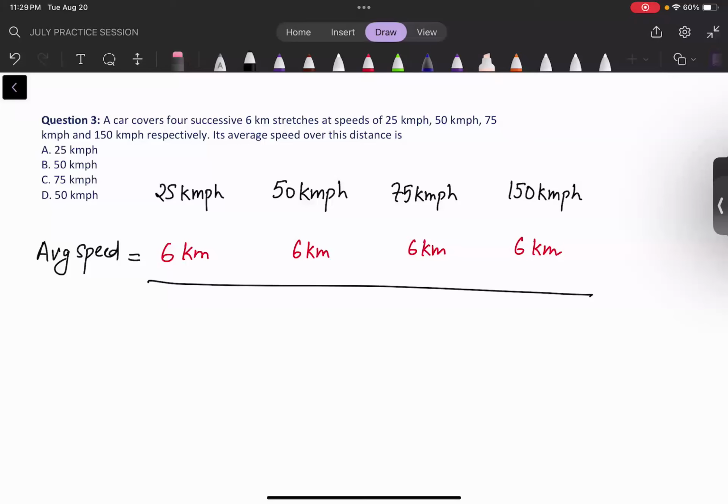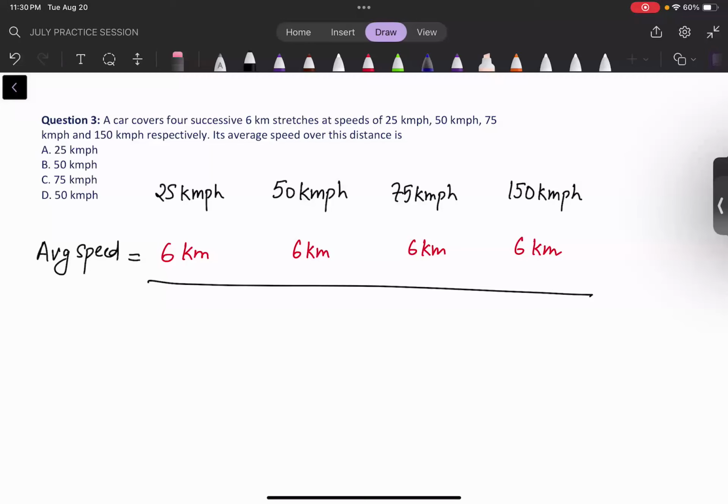Are you observing something? Okay, carefully answer. Distance is constant, yes or not? How is speed constant? Distance is constant. Every time it is 6 kilometers, 6 kilometers, 6 kilometers, 6 kilometers. The speed is changing. My dear, distance is constant.